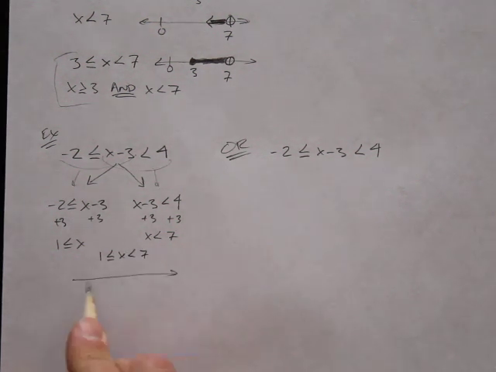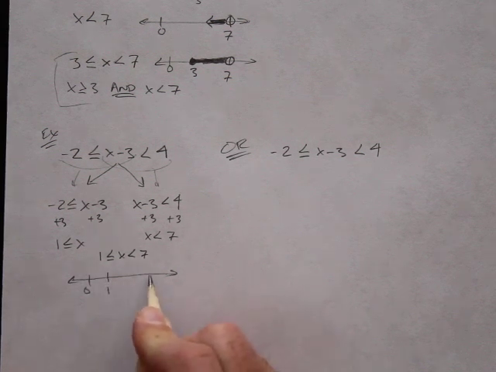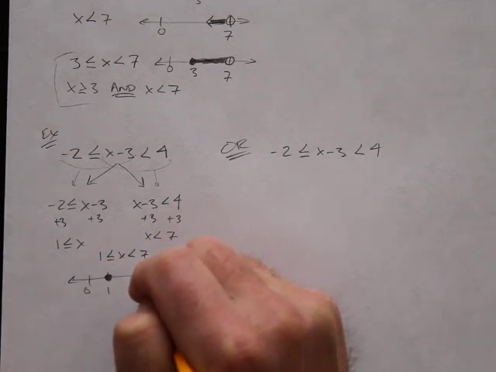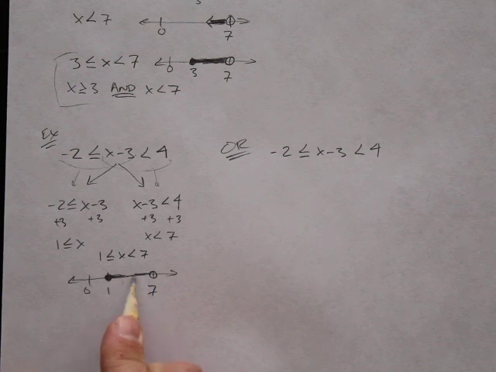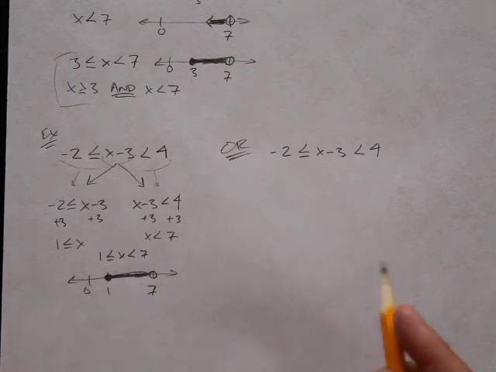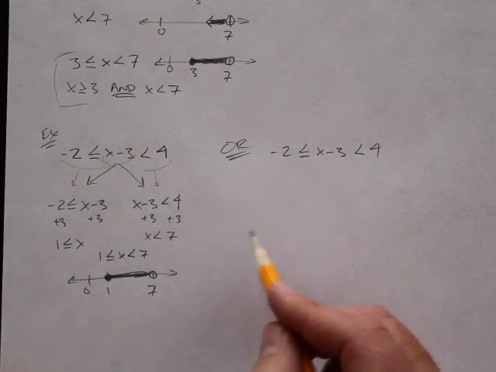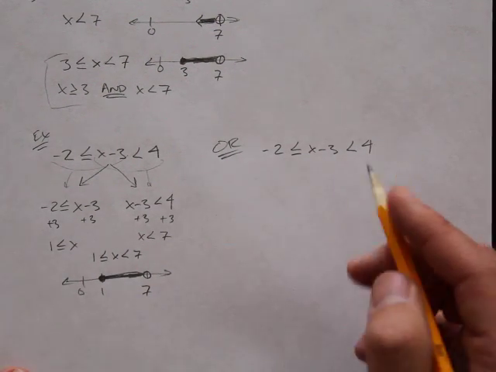And then I'm going to graph it. Here's 0, here's 1, and here's 7. And 1 is included, 7 is not. X is greater than or equal to 1, is less than 7, and then I shade in between there. Now, this is a perfectly fine way to do this. Let me show you another way that you might like better, or you might not. You can do it either way.